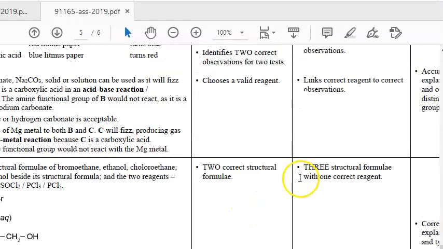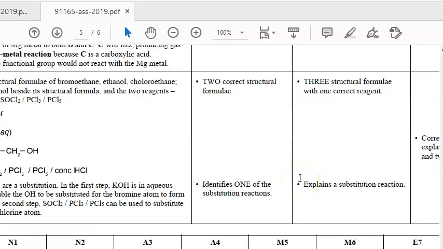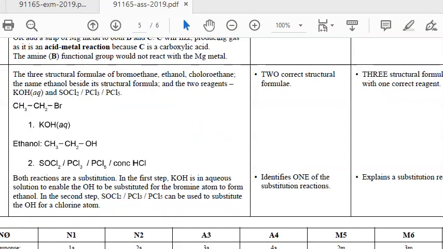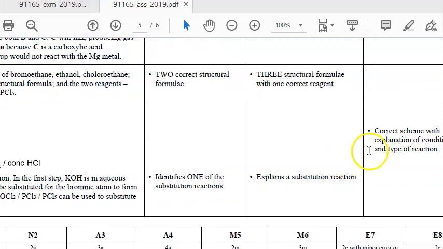Let's have a look at what the marking schedule says. I'll just move the whole thing over. So the 3 structural formulae, ethanol, chloroethane. So we've got potassium hydroxide aqueous is the first reagent. We've got all that right. So both reactions are a substitution, and then the first step requires aqueous to enable the hydroxyl group to be substituted for the bromine. And the second step, there you go. You just need those to substitute the hydroxyl group for the chlorine atom. So it's really just kind of explaining what you've just said.